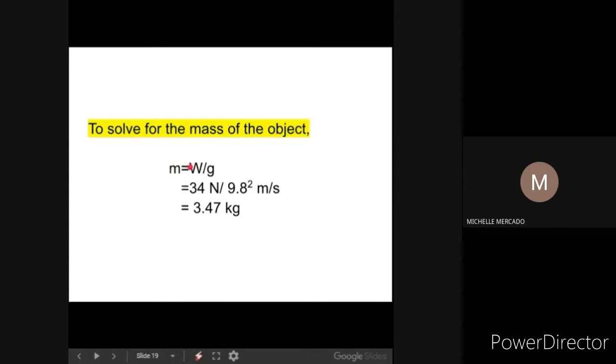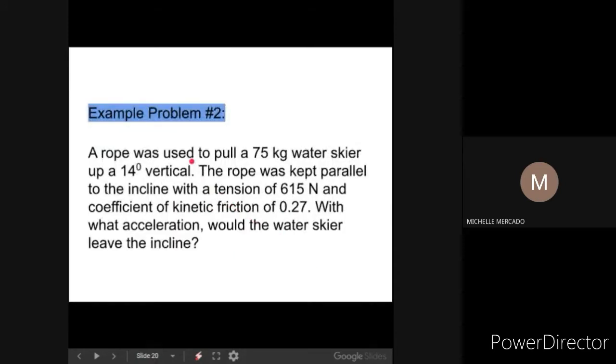So, given mass is equals to weight divided by gravity. So, ang given weight natin is 34 Newton divide 9.8 meter per second squared. So, yung squared it must be nandito po. So, again, sorry, typographical error. So, 34 divided by 9.8 meter per second squared is equals to 3.47 kilogram. So, yung total mass nung block. Okay, next, example number 2.